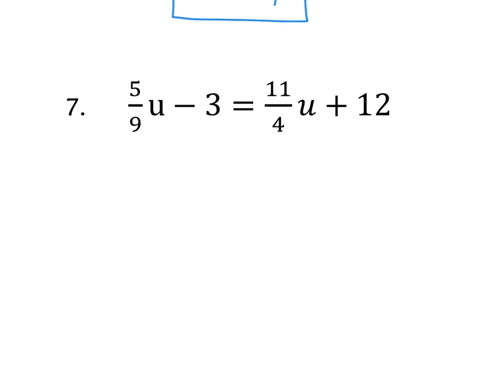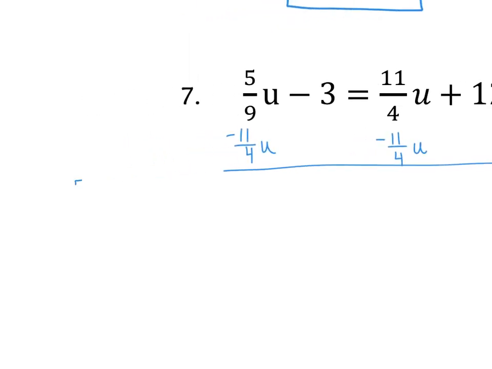So I could either subtract 5/9 u or I could subtract 11/4 u from both sides. Either way, it's my choice. I am going to subtract 11/4 u. So for the first time here, and I'm going to go off to the side, we have 5/9 minus 11/4. Those denominators are not the same. To add or subtract fractions, you need to have the same denominator. Now, I know I ignored the u's for now because I'm only going to worry about the coefficients. The numbers in front of the variables is all I'm going to worry about.